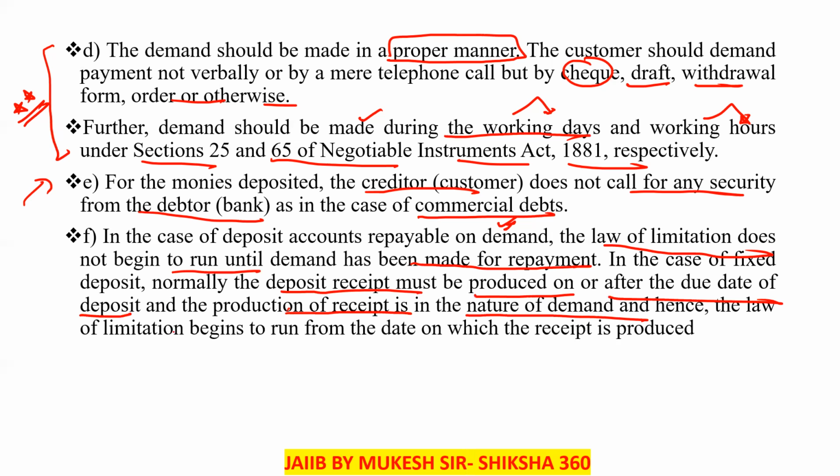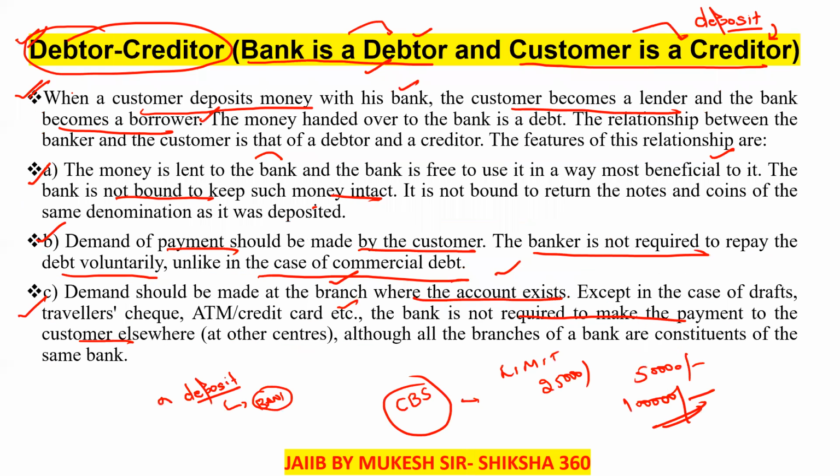And hence the law of limitation begins to run from the date on which the receipt is produced. So what is the law of limitation? We have to discuss that in the LRA. Be clear regarding that. Here is one important point to remember: when the bank is a debtor and the customer is a creditor, in the case of the deposit.